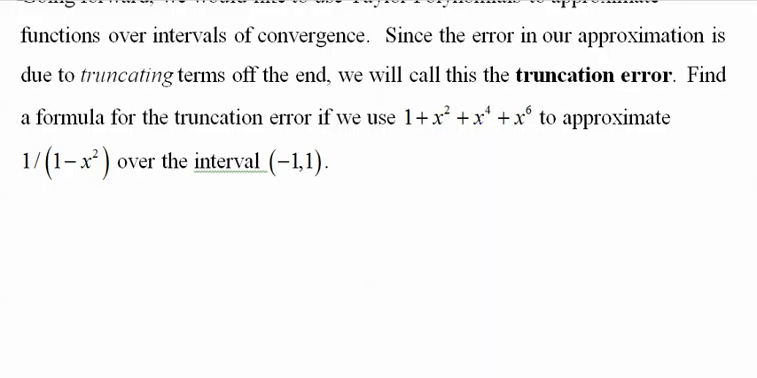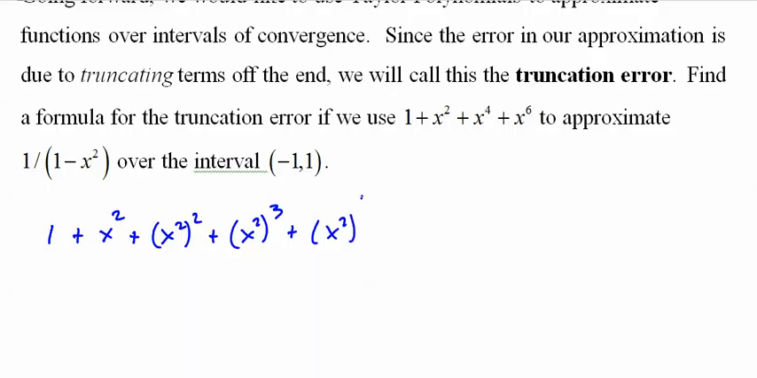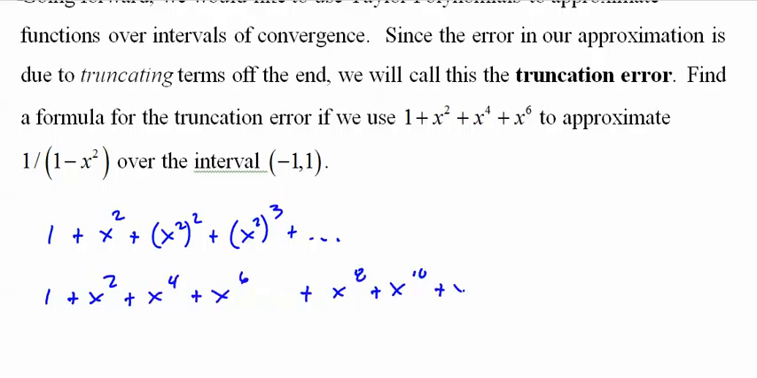If we know the actual function, and this we should know, it's 1 plus x squared plus x to the 4th plus x to the 6th, then over here, x to the 8th plus x to the 10th plus x to the 12th. So this is what they said, we're just going to use this. How big is our error?